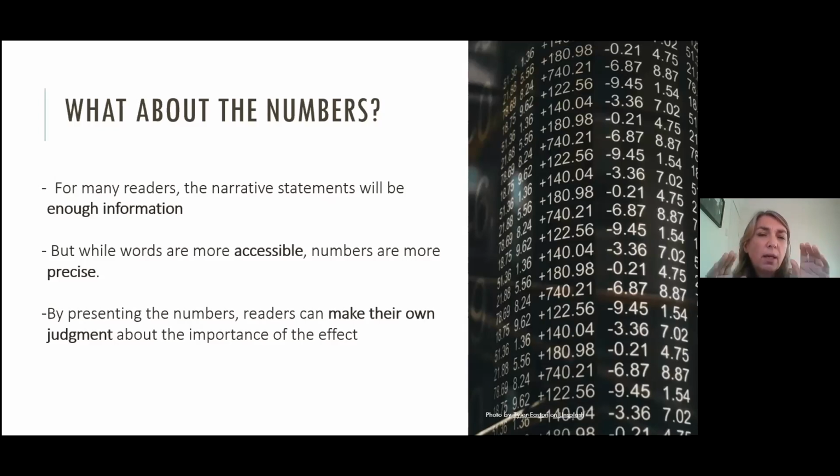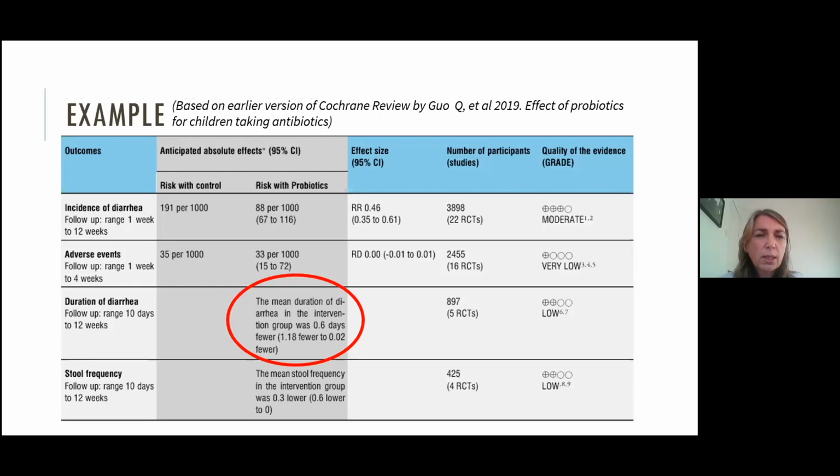However, words are definitely more accessible, but numbers are more precise. And these words have sort of hidden the judgments that have been made based on the numbers. Of course, if we presented the numbers to the reader, they would be able to make their own judgment about the importance of the effect. They could come to a different judgment about how important these results actually were. For instance, in duration of diarrhea, it could be that 0.6 days less diarrhea for a parent, or worst case scenario, 0.02, is actually an important impact.